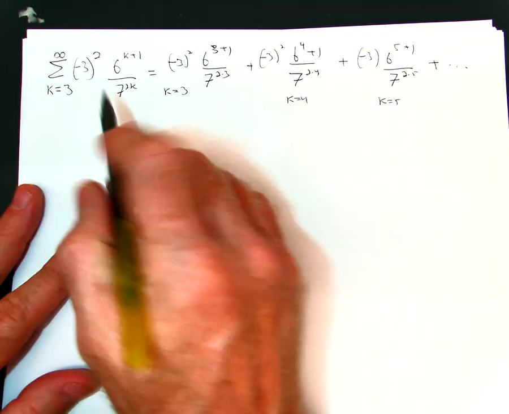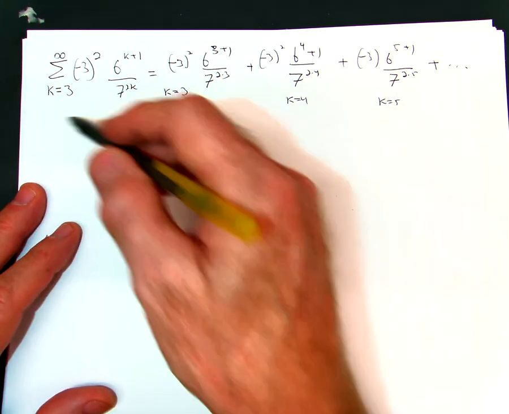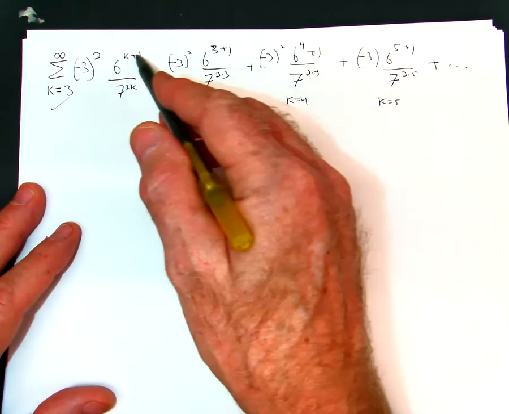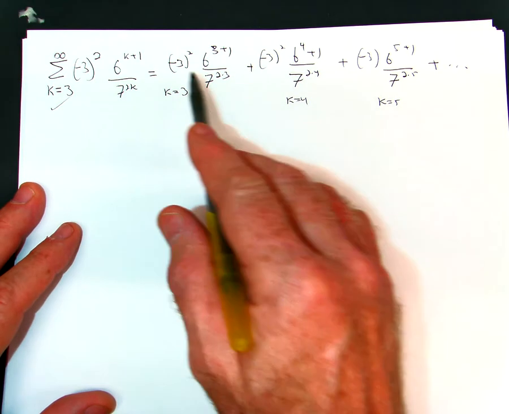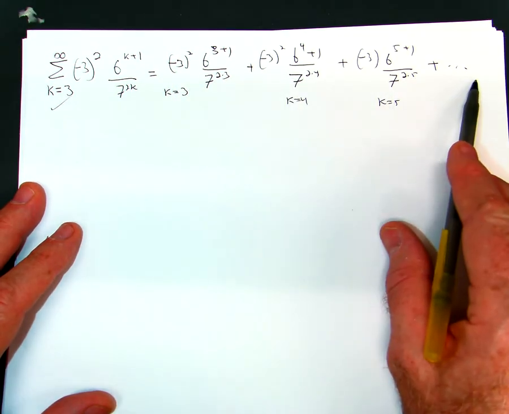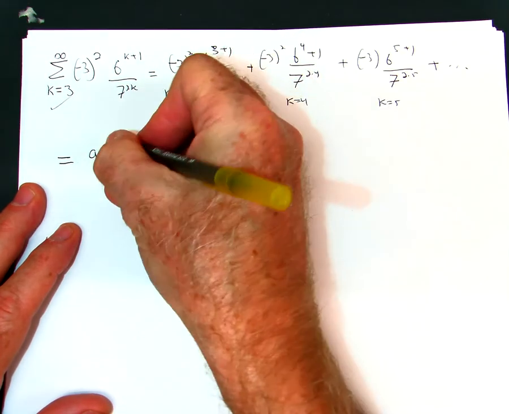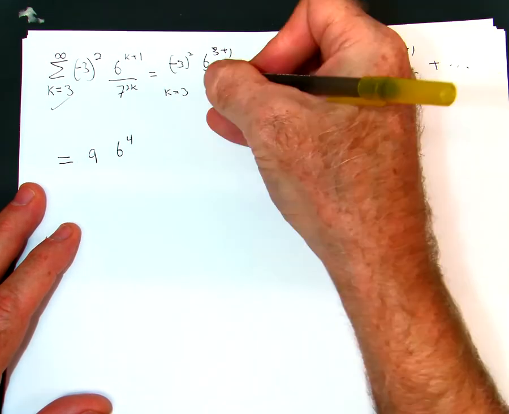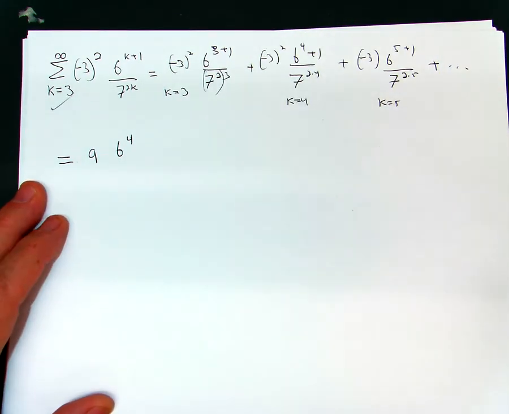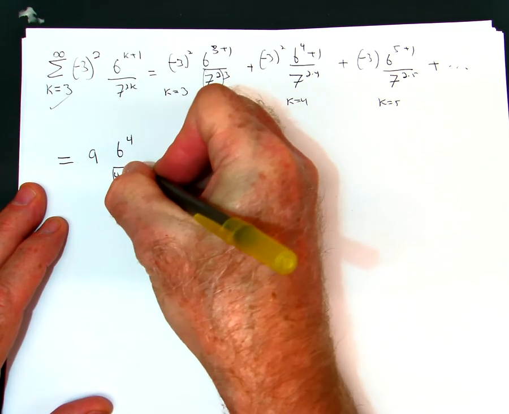Okay, so here's what I get. It's kind of confusing. Nothing's matching up. You're not starting in the right place. The powers don't match up. And so what I do is I write out a few terms here just to give you a feel for it. I'm going to get a 9 here. I'm going to get 6 to the 4th. Notice it's 7 squared cubed, so I'm going to get 49 cubed.